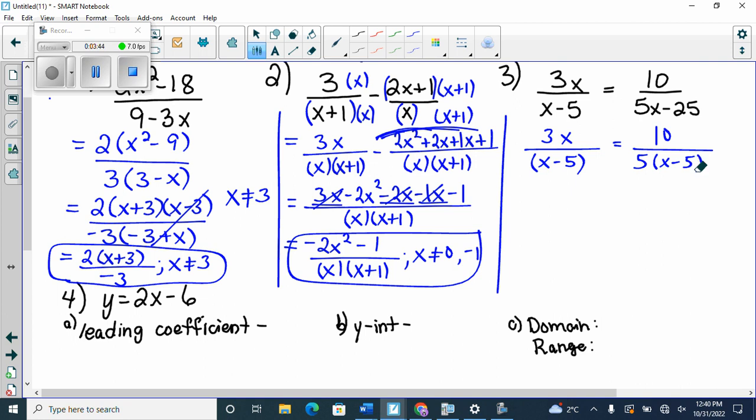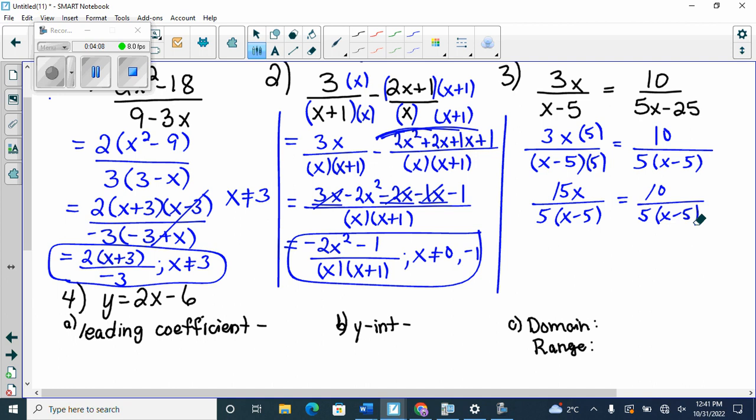Now, what can I do? I can just multiply this one by 5. So I'm going to get 15x over 5 times x minus 5, equals 10 over 5 times x minus 5. Now, once they have the same denominators, we can set the numerators equal. That's the point of solving.